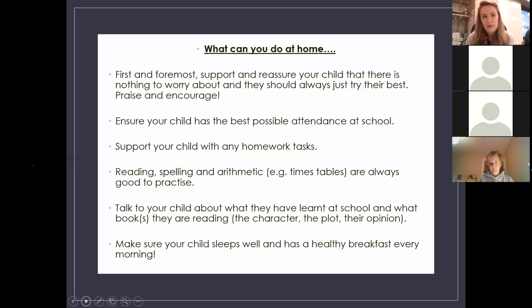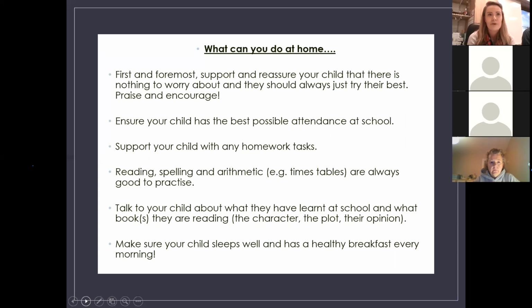So what you can do at home. The first thing is, please, please, please don't pile any undue or unnecessary pressure on the children. Support and reassure your child that there is nothing to worry about, and they should always just try to do their best. Praise and encourage. That's, I can assure you, everything we try to do from our end. We've tried not to mention it up until recently.